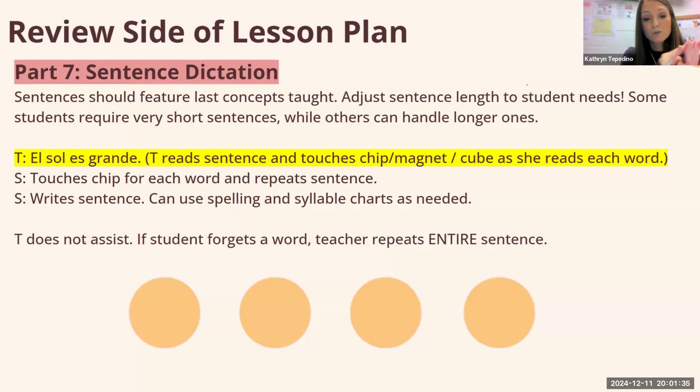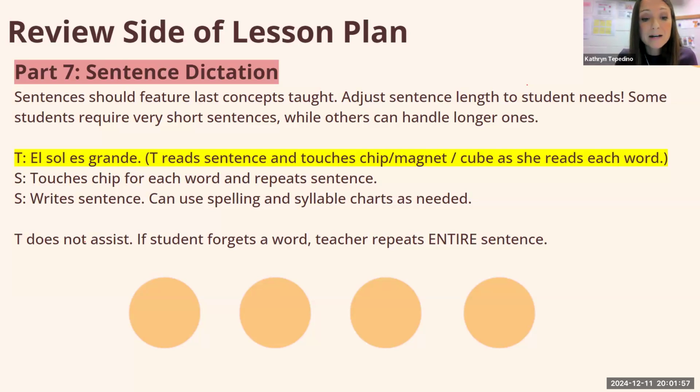I have students who don't put any spaces between their words. So you can front load that and say, yes, there are 4 words. So we need to put spaces, make sure we have those 4 words. After you say the sentence, the student should touch each chip and repeat the whole sentence. This is going to give you a lot of good data.